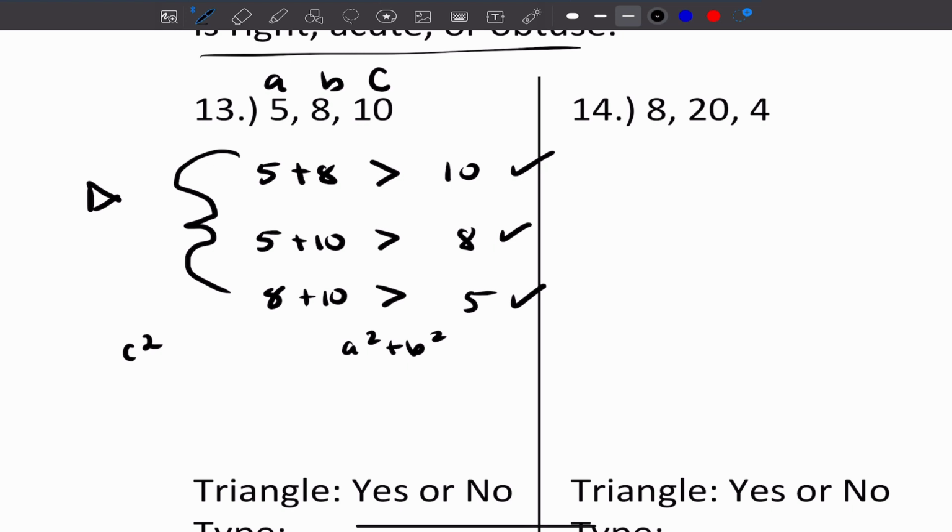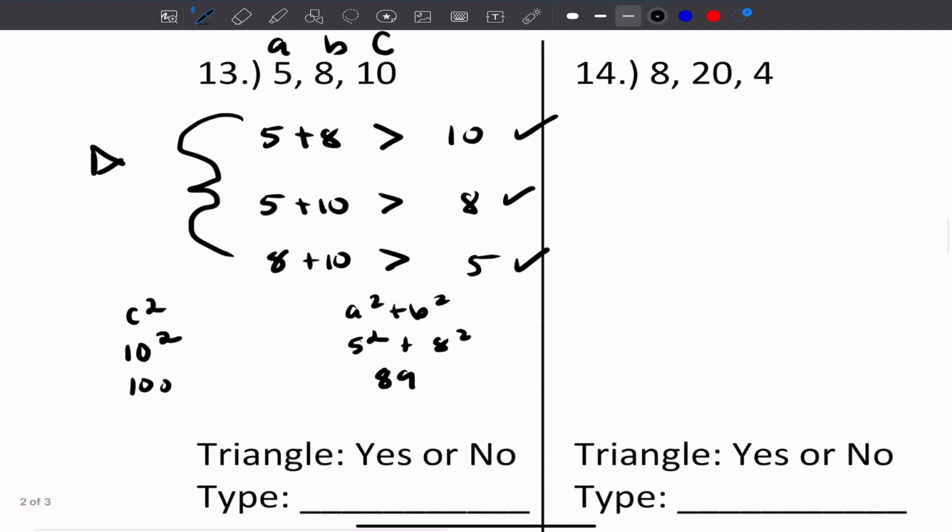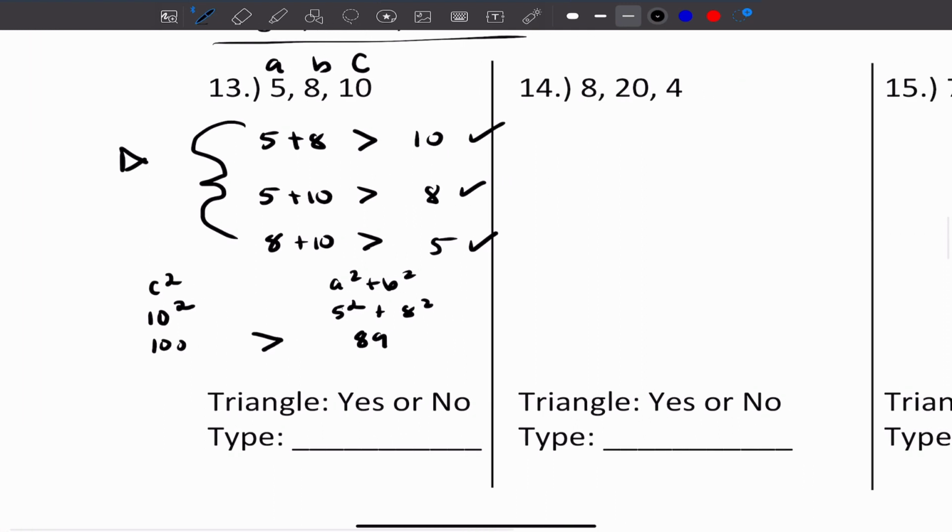So C is 10. So 10 squared blank, you have 5 squared plus 8 squared. So 10 squared is 100, and then 5 squared plus 8 squared is 89. 100 is greater than 89, so what type of triangle is this? Since the left-hand side is greater than the right-hand side, it is an obtuse triangle. So yes, it's a triangle and the type is obtuse.